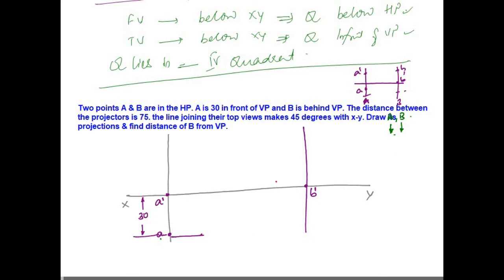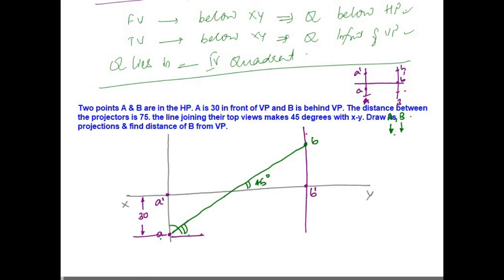So this is my XY line, and this line is parallel to this. So you can place your protractor or drafter, whatever, and then take a 45 degree line to intersect the projector from B. So this angle is 45, so this angle will also be 45 degrees with the XY line. Wherever it intersects this projector, that will be my point B.